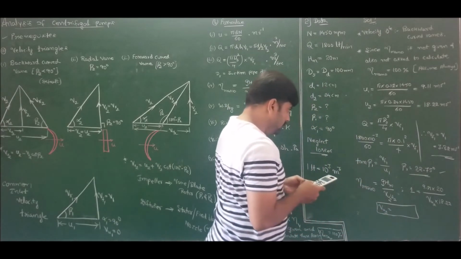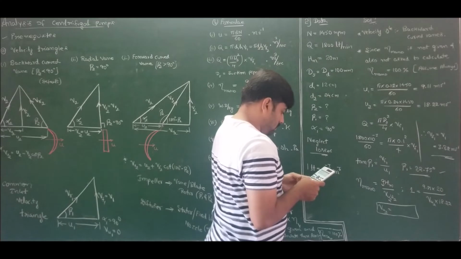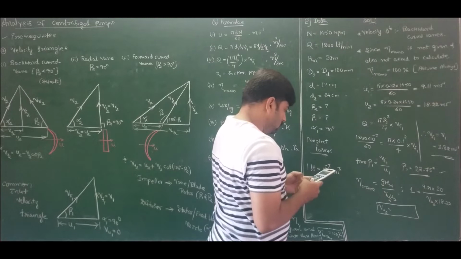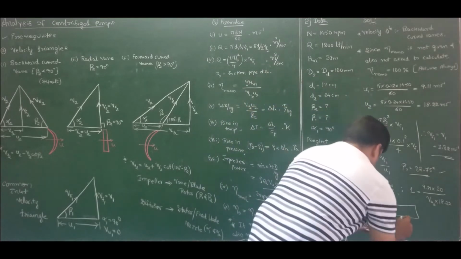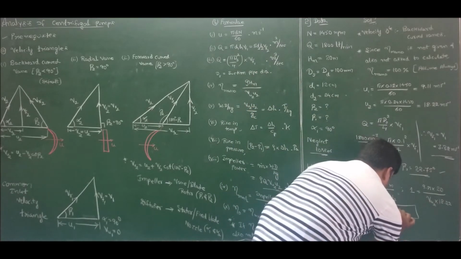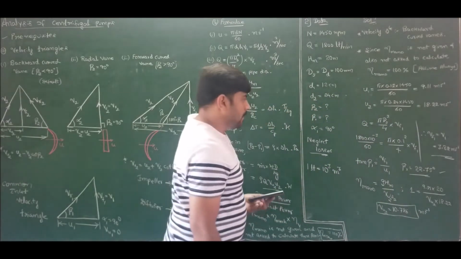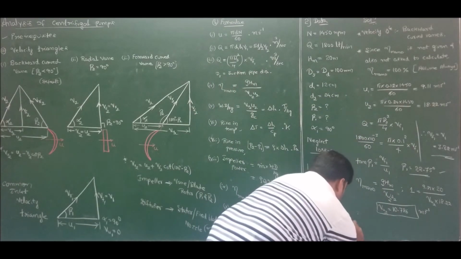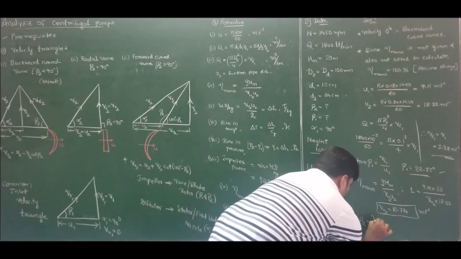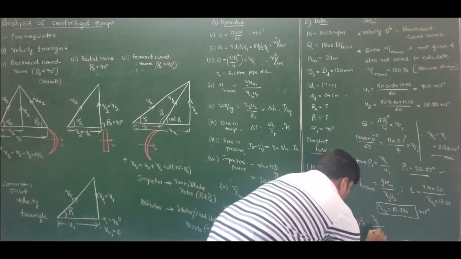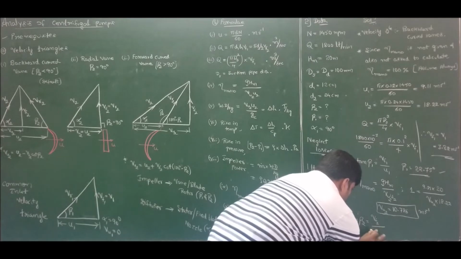So Vu2 will be 9.81 into 20 divided by 18.22. That is 10.786 meters per second. Now I can find the value of beta 2. So tan beta 2 is equal to Vf2 divided by U2 minus Vu2.